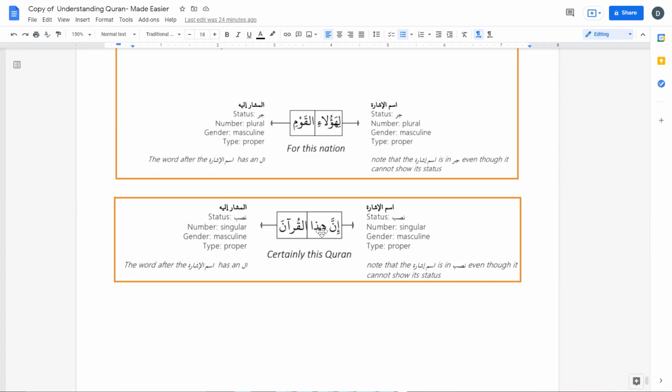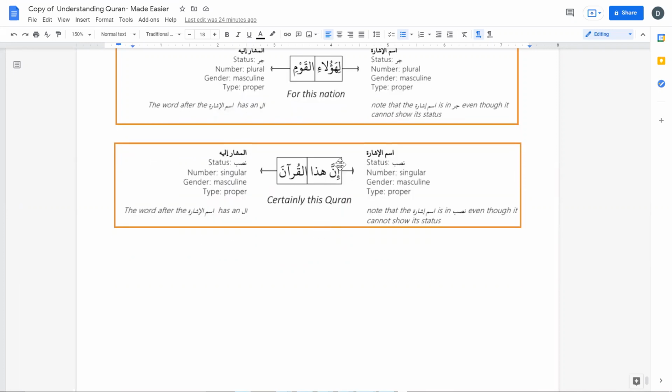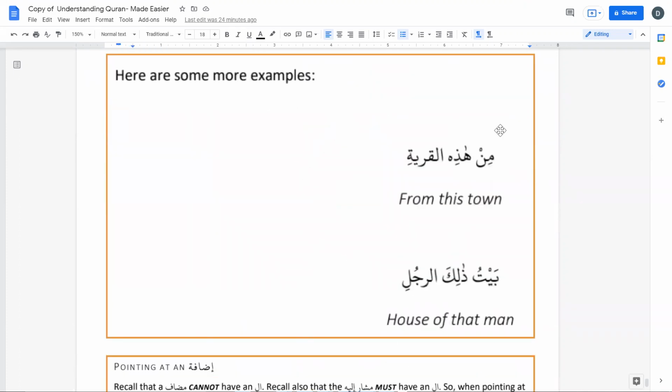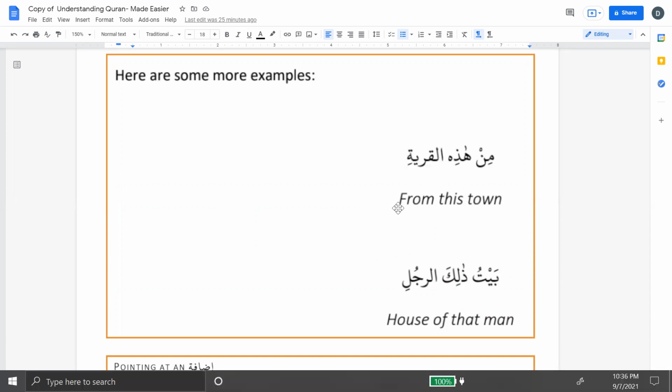Okay, I hope you got this point. When two fragments combine, they are close to each other. We have some more examples from the same notes. Min hadhihi al-qarya, from this town. Min, again a harf of jar, hadhihi is in jar status, and al-qaryati is in jar status too.